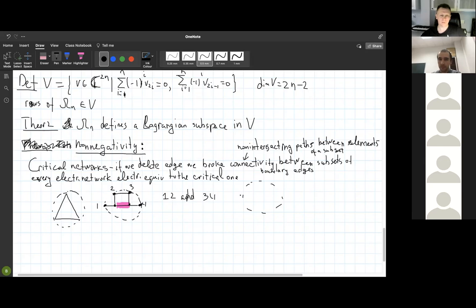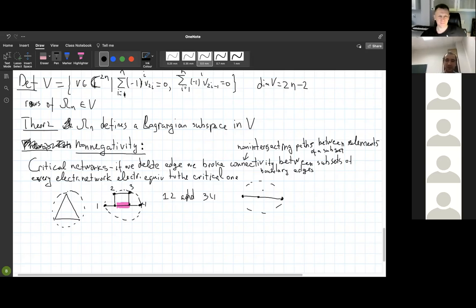Okay. So a tree is not critical. But you mean this is not critical graph? No, it's not critical. Yes, it's not critical. Okay.